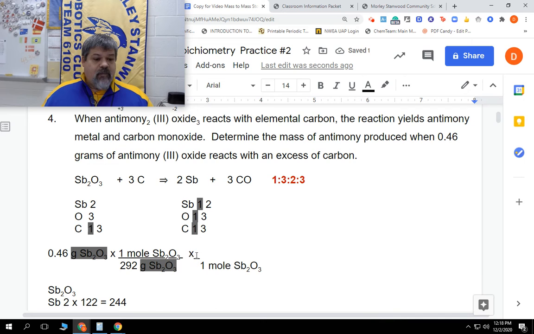And we know that on top we're going to put down 2 moles of antimony. Okay, and we're just going to go ahead and underline that. Then we're going to do times and a line again, but I'm going to get rid of now my moles of antimony 3 oxide because I have that on top and bottom. So we're going to go ahead and get rid of that.